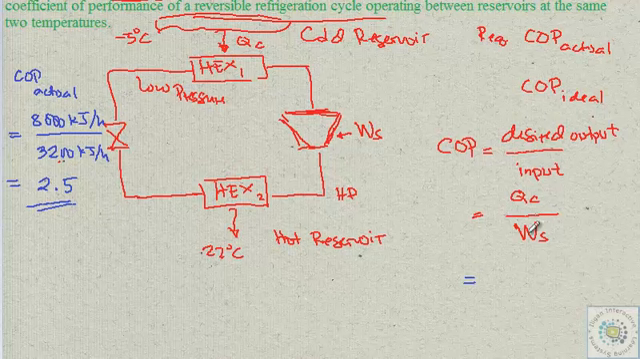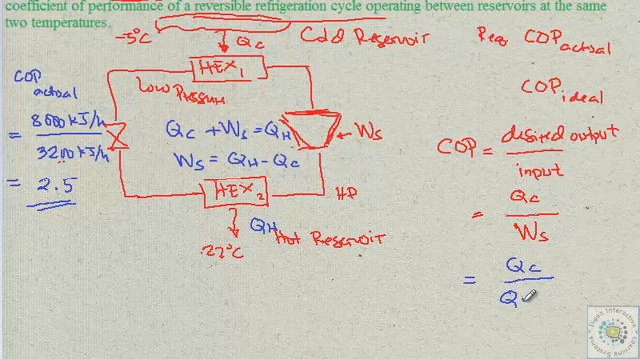Note that if you do an energy balance on this refrigerator, the energy entering is QC plus the shaft work, and it will leave as QH. Entering is equal to leaving, for a steady state or cyclic process. Therefore, the shaft work could just be rewritten as QH minus QC. And therefore, we'll have QC over the shaft work, which is just QH minus QC.